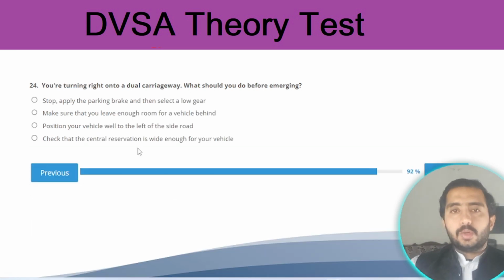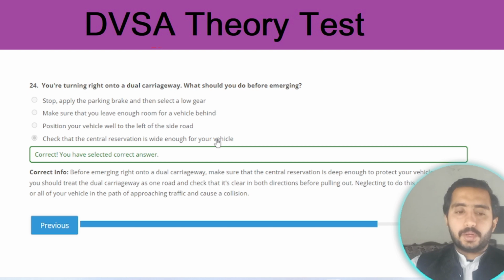Next question, question number 24. You are turning right into a dual carriageway. What should you do before emerging? The correct option is check that the central reservation is wide enough for your vehicle. Option D is the correct option.